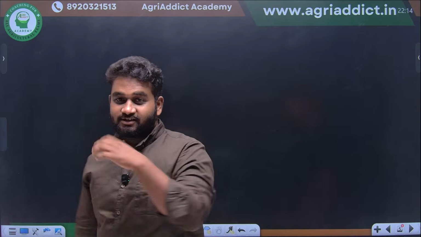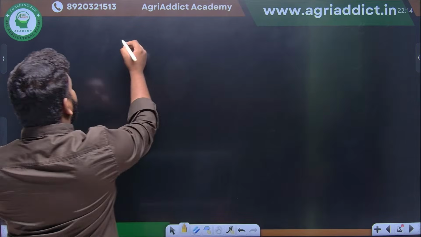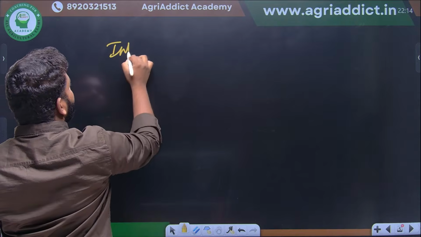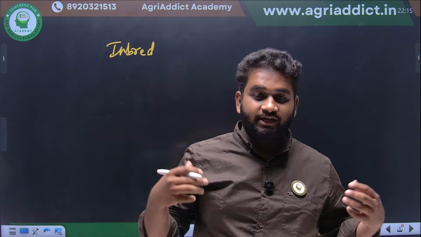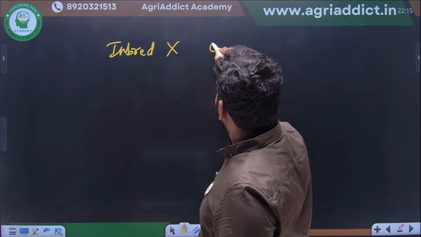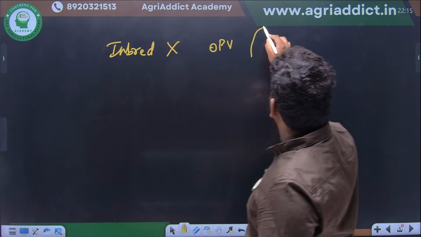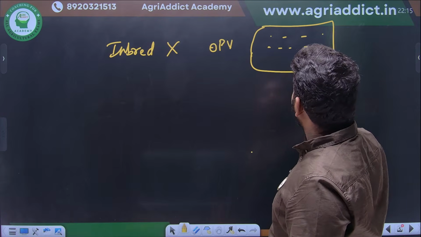What exactly is gametic selection? We will see the procedure. First we will start with inbred. What we are doing here is inbred improvement. We will cross our particular inbred into an OPV. Your OPV contains a number of heterozygous and heterogametic individuals.